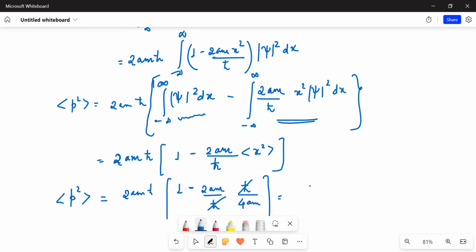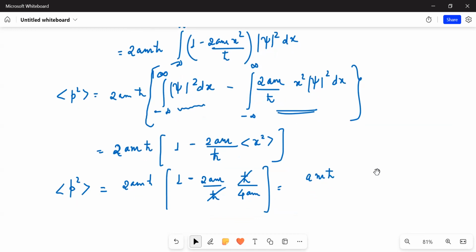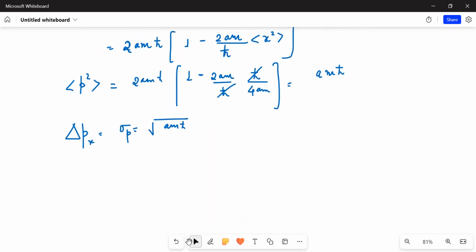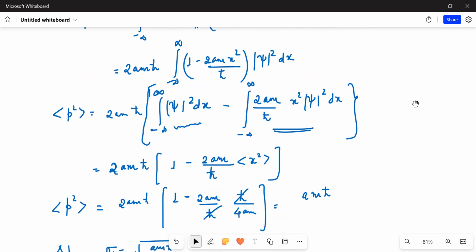So basically, the expectation value of p square will come out as am h cut. And if you want to find the uncertainty in the momentum measurement, that would be delta p, which is simply sigma p, and that is equal to root over am h cut, because the expectation value of p is 0, so its square would be 0. And if you want to evaluate the product sigma x into sigma p, it will be equal to, I think, root over am h cut times what was sigma x?